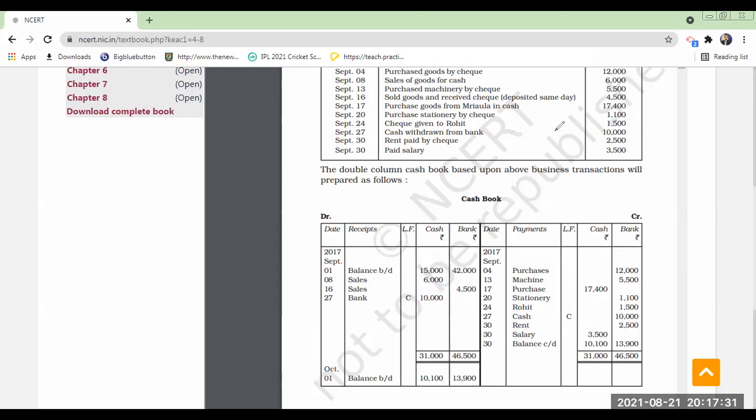So what I mentioned, contra entry: up to now, how many instances have we seen? Two circumstances we have examined. First, if you receive a check today and afterwards deposit it in the bank, it is a contra entry on the second date. Secondly, if you withdraw money from the bank for office use, your bank balance will reduce and your cash balance will increase. So in these two cases, we have to mention contra entry.